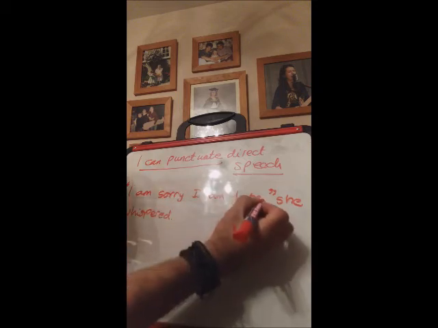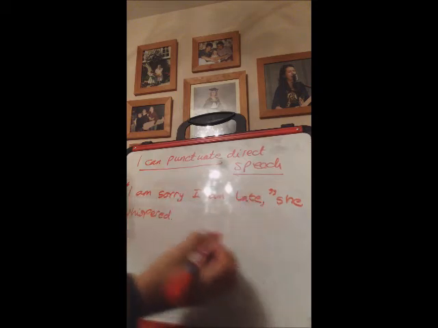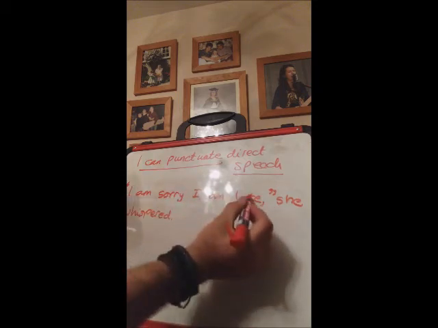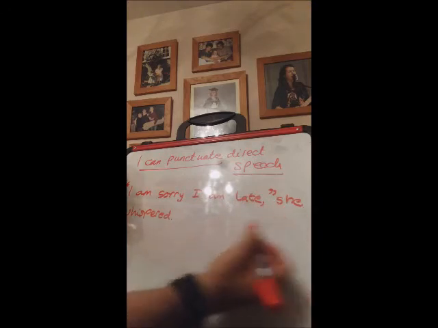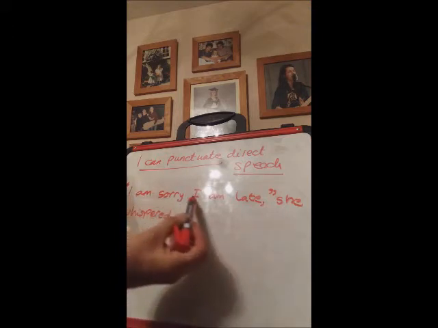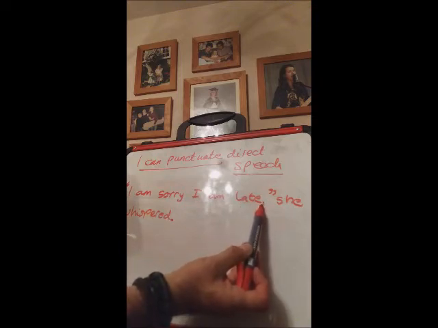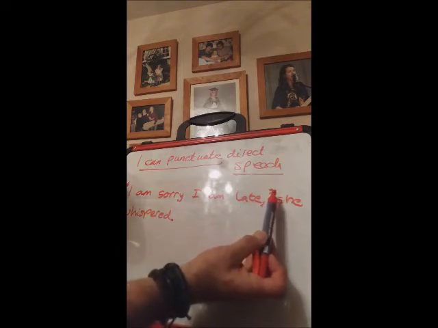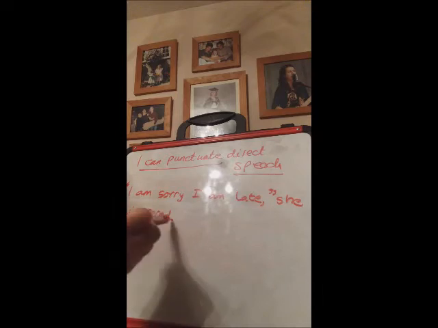And don't forget we need a comma to separate the spoken clause from the reporting clause, and then finally a full stop. So therefore the whole thing is: open speech marks, I am sorry, I am late, comma, close speech marks, she whispered, full stop.